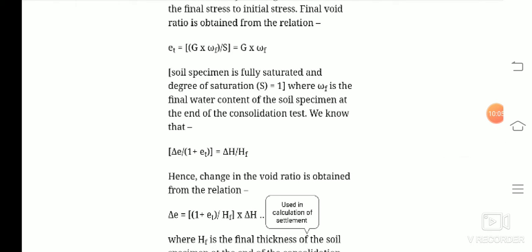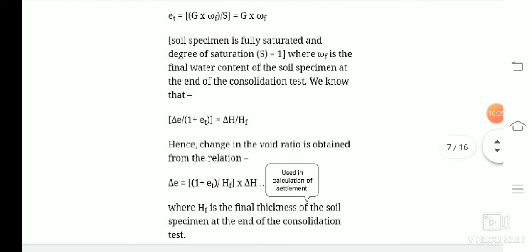where w_f is the final water content of the soil specimen at the end of the consolidation test. Already we know from the coefficient of volume change that delta H by H_f is equal to delta e by 1 plus e_f. So from this relation, the change in void ratio is obtained as delta e equals (1 plus e_f) divided by H_f into delta H. This is the main formula for calculation of settlement in the soil, where H_f is the final thickness of the soil specimen at the end of the consolidation test.